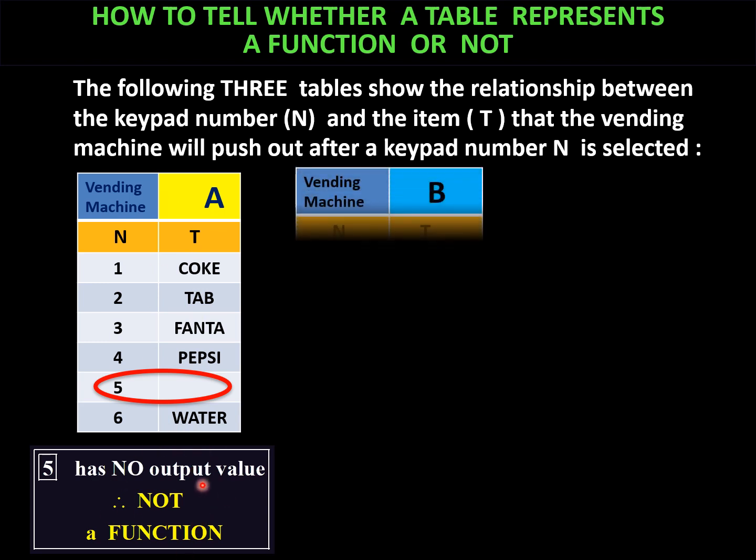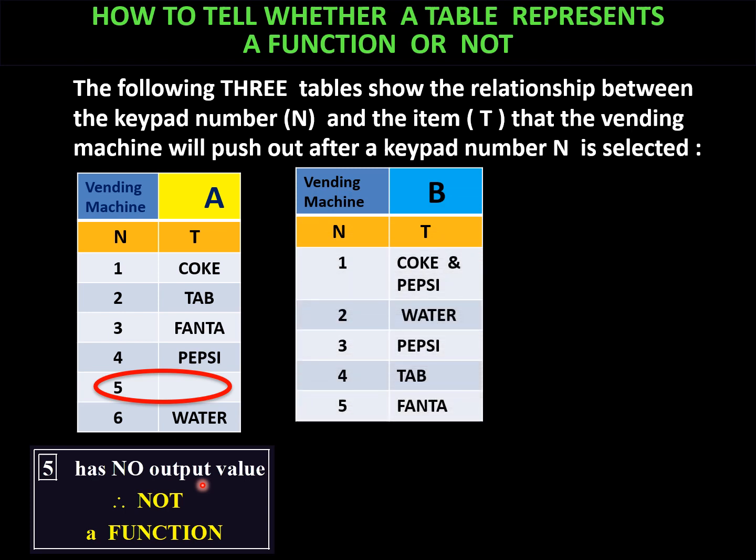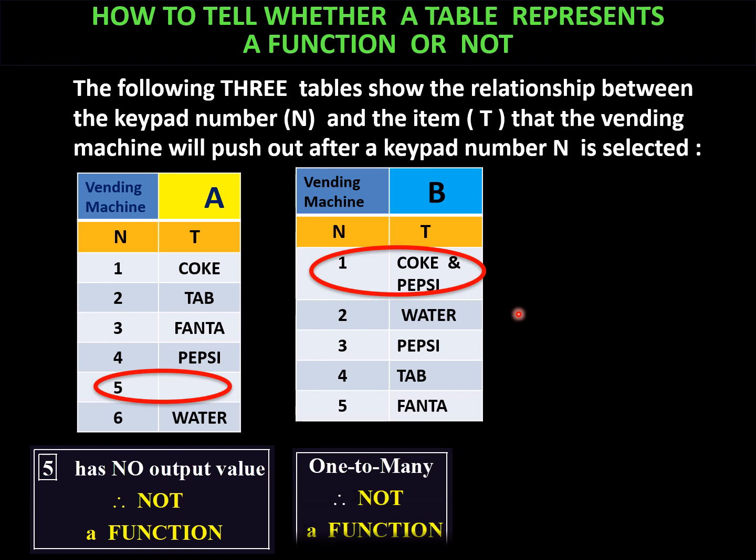Let's look at vending machine number B and see whether it represents a function or not. So if I input 2, I get an output of water. If I input 4, I get another item. But if I look at 1, I get 2 outputs, right? And if I have 2 outputs, it's also not functioning. I mean, if you put in 1, you're supposed to get 1 can out. Now you're getting a Coke and another, and so you say the machine is not working, it's not functioning. So B also, it's a one-to-many that does not represent a function.